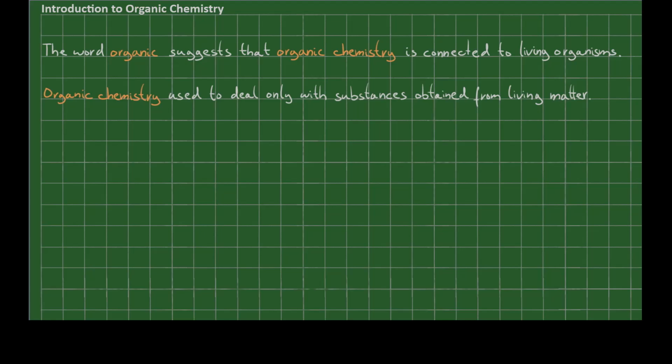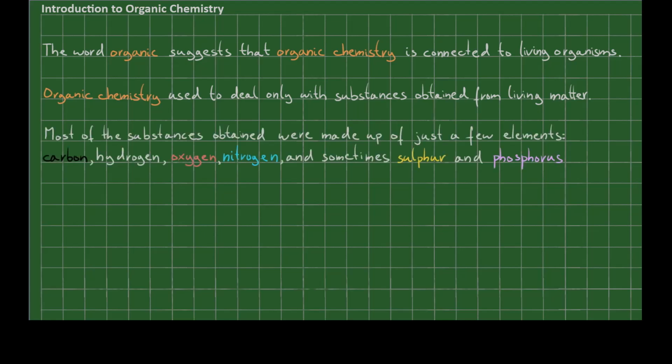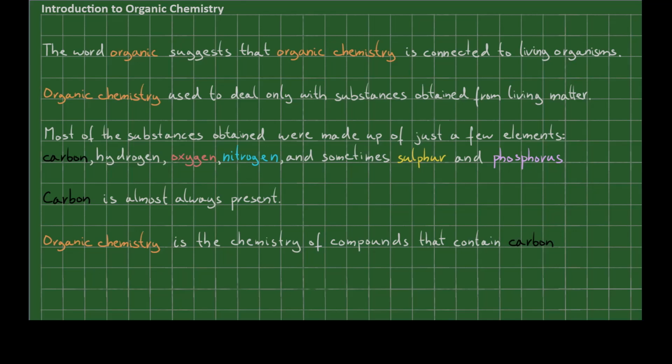However, a large percentage of organic compounds that we make in labs has its origin in crude oil. More on that later. It turns out that most of the substances obtained from living matter were made up of just a few elements: carbon, hydrogen, oxygen, nitrogen, and every now and then sulfur and phosphorus. The important thing to note is that of these 6 elements, carbon was almost always present. So the current definition of organic chemistry is that it is the chemistry of compounds that contain carbon.